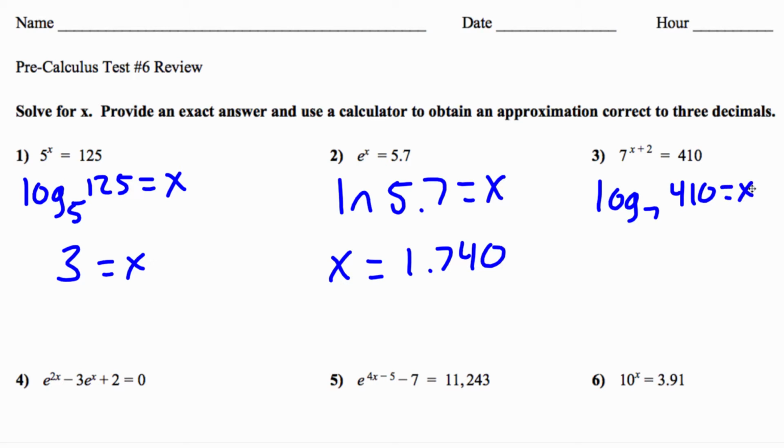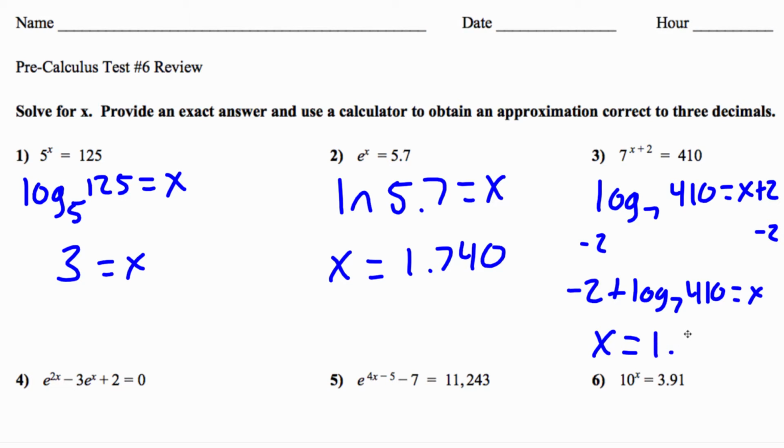On number 3, if we go logarithmic form on this one, we're going to get log base 7 of 410 equals x plus 2. Now in order to get x all by itself, we're going to subtract this 2 over to the left-hand side. But we have to be careful. I'm going to write it as negative 2 plus log base 7 of 410 equals x, and then we can type this entire left-hand side into our calculator, negative 2 plus that logarithm. And again, we're going to go to 3 decimal places. We should get x equals 1.092 for that one.